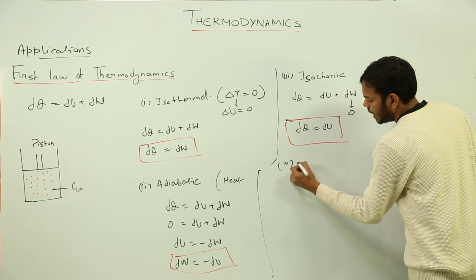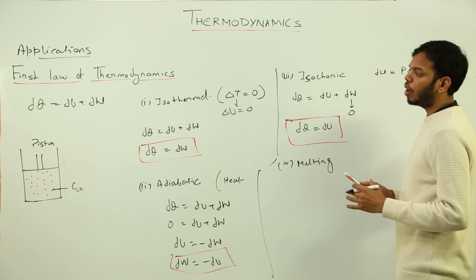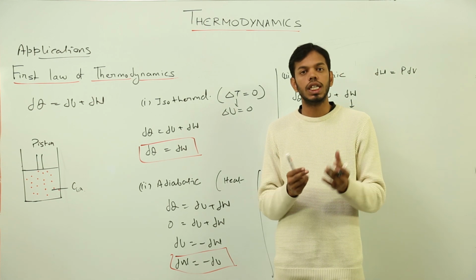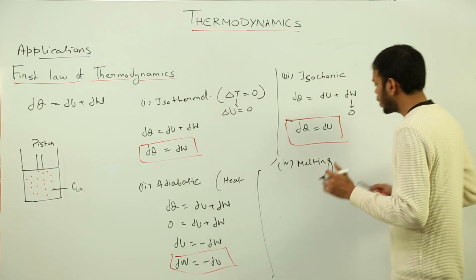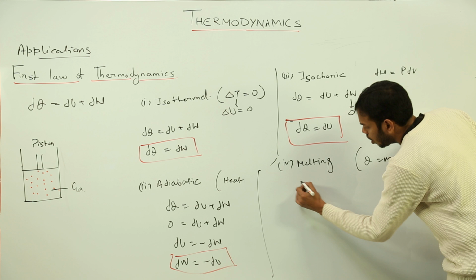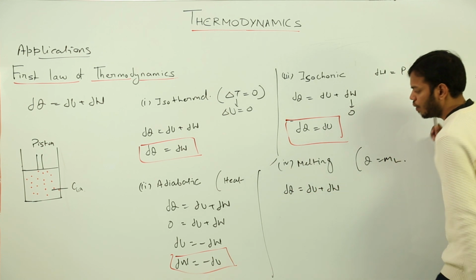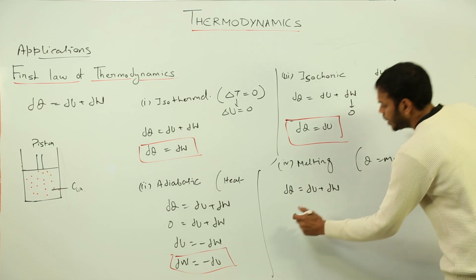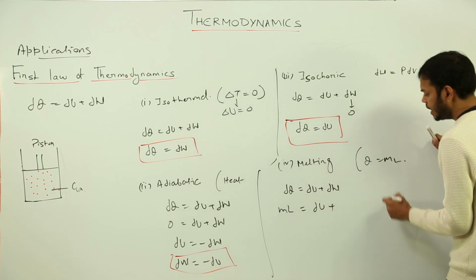Next, let's talk about melting process. What happens in melting? We know that amount of heat required by a system to change state from one form to another, it depends on the latent heat value. So Q, we have studied the formula, Q is equal to ml. So if I apply this law, which is dq is equal to du plus dw, what will I get? Instead of dq, I am writing ml, which is equal to du plus dw.